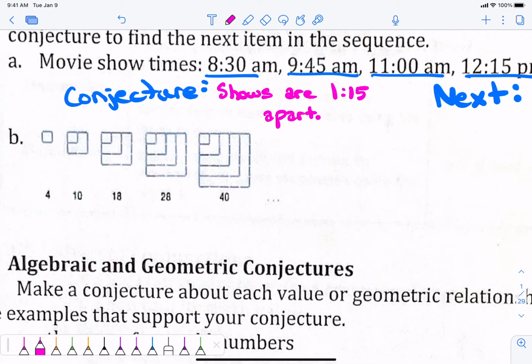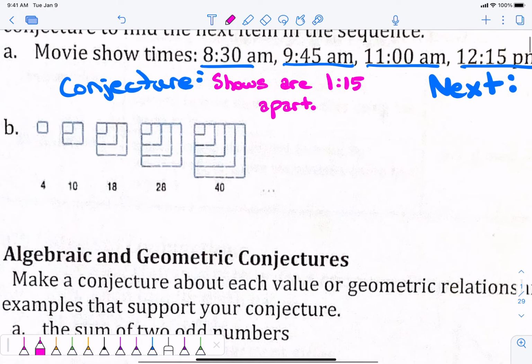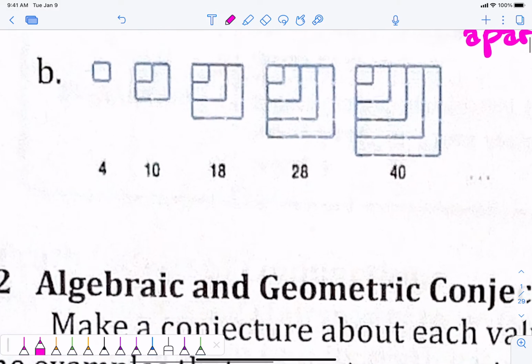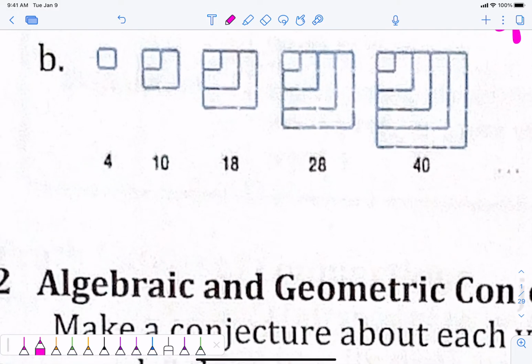Okay. Let me draw this one and then I'll help you. Part B. They have numbers and then they have this kind of geometric pattern going on here. So we have 4. Do you see where they get the number 4 from? There's 1, 2, 3, 4 sides on that box, right? Then this one has 10. So 1, 2, 3, 4, 5, 6, 7, 8, 9, 10, right? That's where the 10 is coming from.